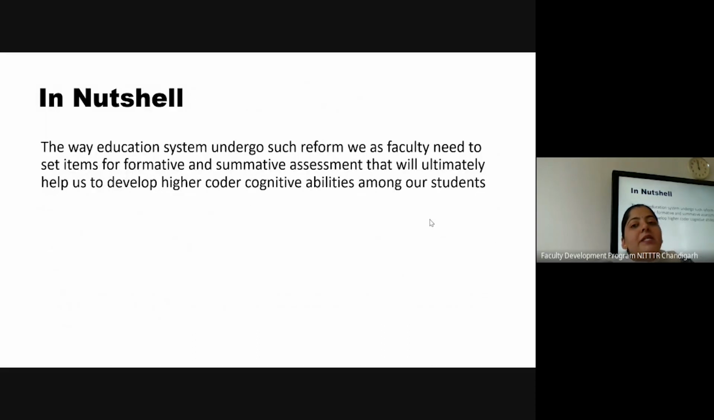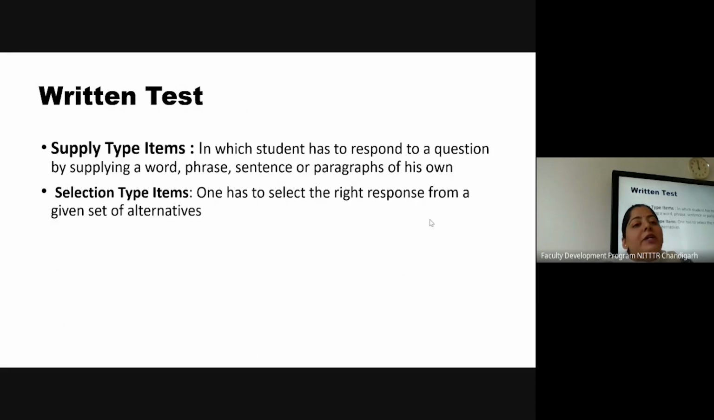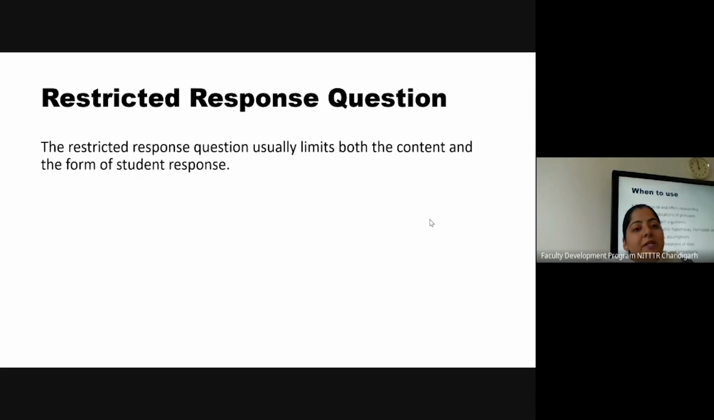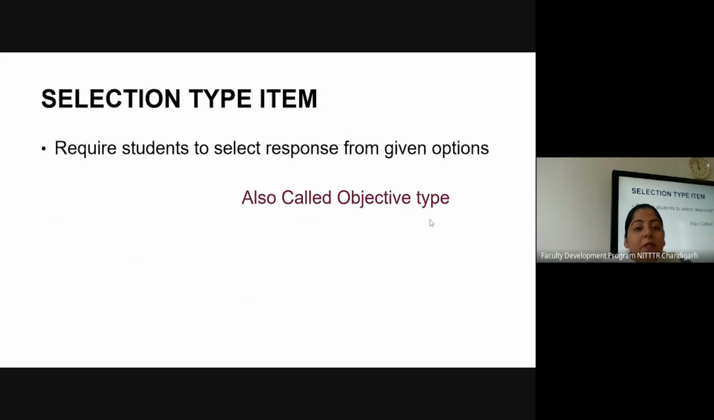That is why in this particular course we have introduced two different types of test item. Yesterday, Dr. Sunil Dutt sir covered the supply type of item, and today I'm going to cover the topic on selection type of test item. So when it comes to the selection type of test items, it requires the student to select a response from the given options. So when I'm saying selection, it is the student who is going to select that kind of response.